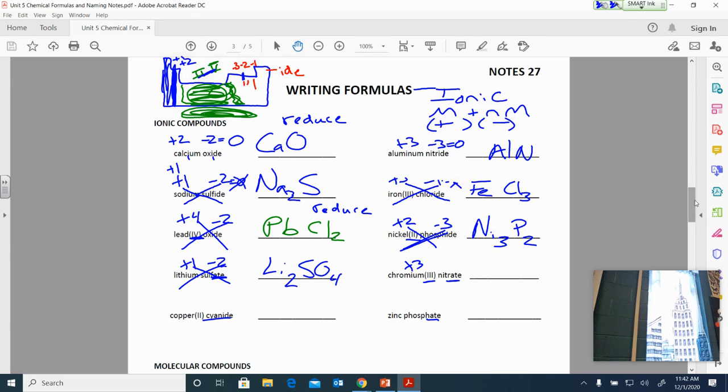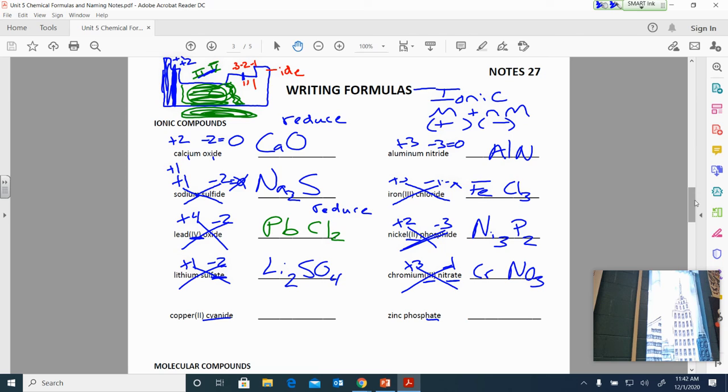Nitrate, okay, I've noticed it's a polyatomic ion. It ends in ate or ite. Nitrate on my polyatomic ion list is NO3, and it has a -1 charge. That's just what nitrate is. It's NO3 with a -1 charge. Again, ask myself, chromium, Cr, does that equal 0? +3, -1? Nope, doesn't balance out. So now I got to crisscross.